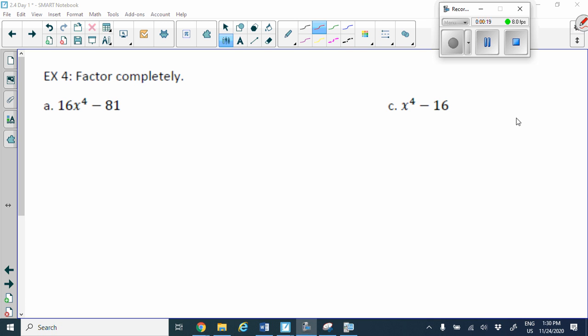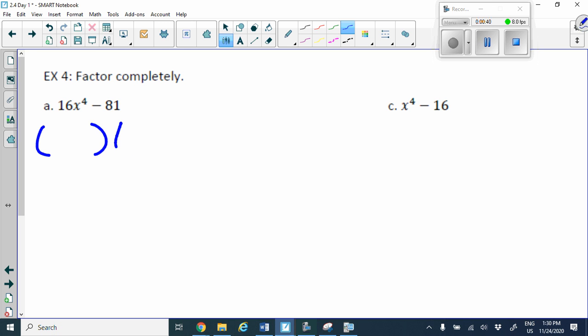Okay, so we have example 4a, we got 16x to the 4th minus 81. Now, anytime we are going to factor, don't forget, because these are polynomials, see if the terms have anything in common. So if we look at a, do these two terms have anything in common? No, they do not. So how we're going to factor this is we're going to treat this as if it was a difference of two squares.